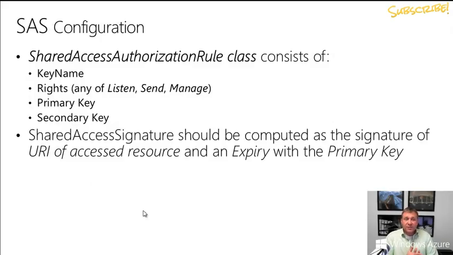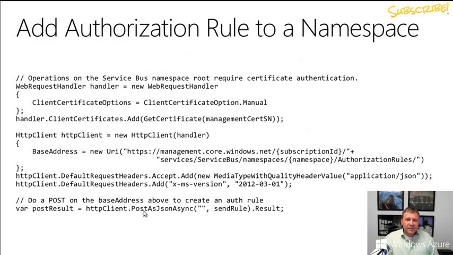So the shared access authorization rule that you have associated with the entities or with the namespace has the key name, a name for that particular key, the rights that key confers, then the primary and the secondary key that allows you to have a primary, have a secondary, and also do key rolling. And I have some samples here.